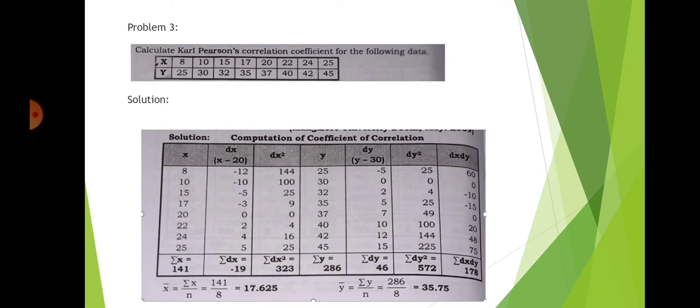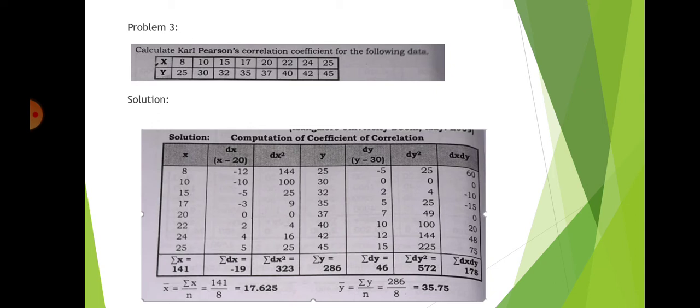Now dx is x minus 20, which is 8 minus 20. 20 need not be a value in the data, but he has taken it as the assumed value. Now 8 minus 20 is minus 12, 10 minus 20 is minus 10, 15 minus 20 is minus 5, 17 minus 20 is minus 3, 20 minus 20 is 0, 22 minus 20 is 2, 24 minus 20 is 4, and 25 minus 20 is 5. So the addition of these values, sigma dx, is minus 19.